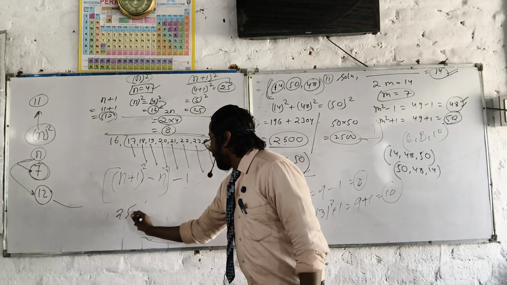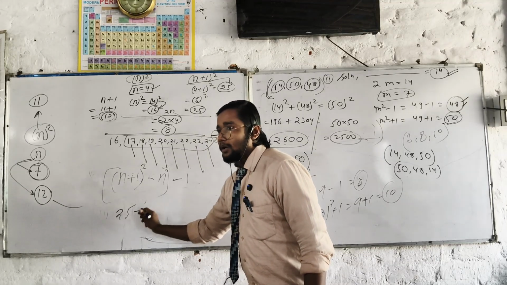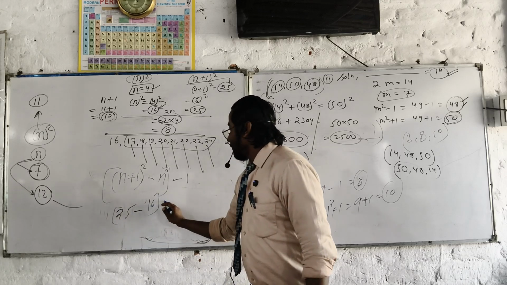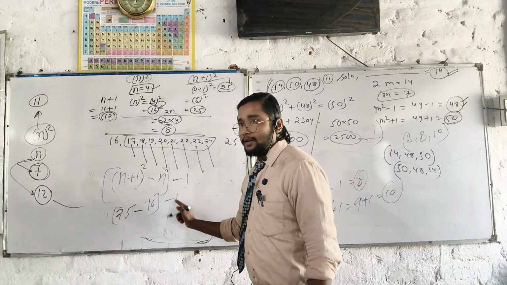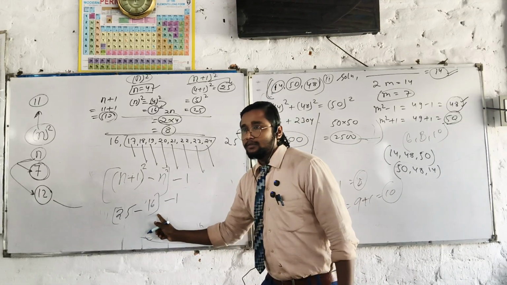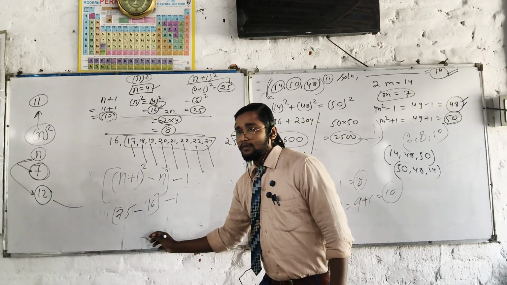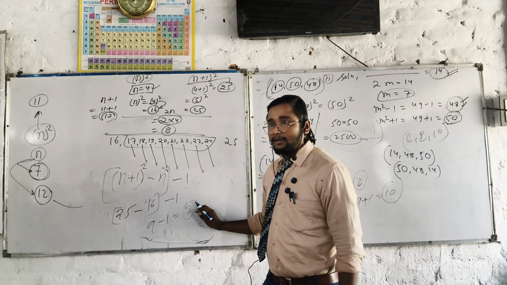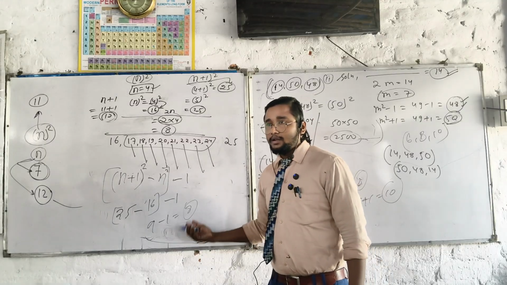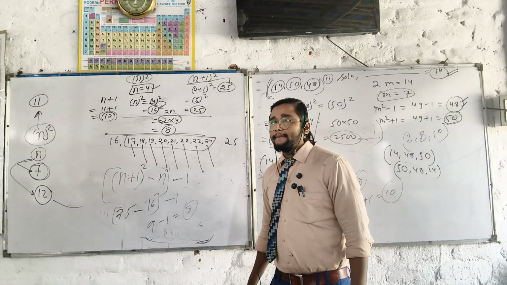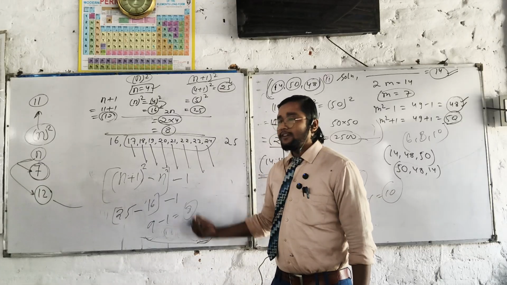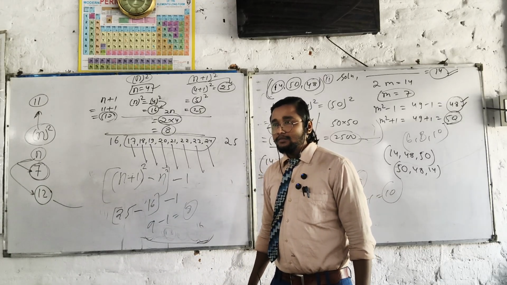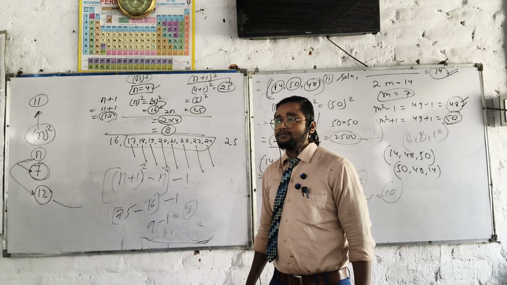And n square is 16. Minus 1. Solve it: 25 minus 16 is 9, minus 1. Number of non-perfect square numbers. That's a great observation. I love this. It is satisfying all the cases. It's your homework, you will check it all the time.